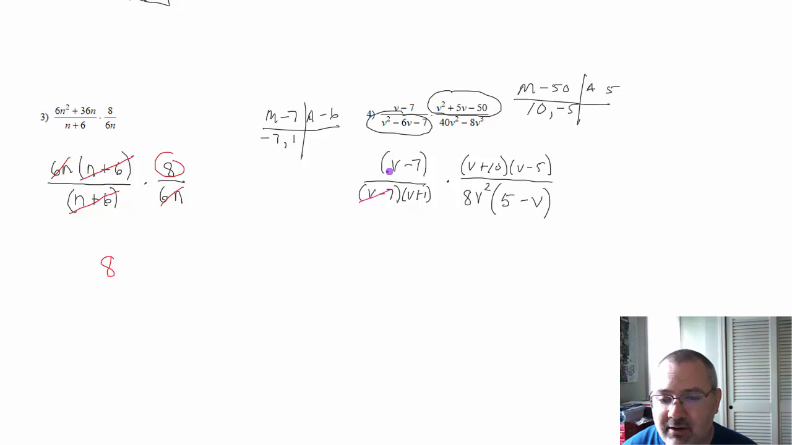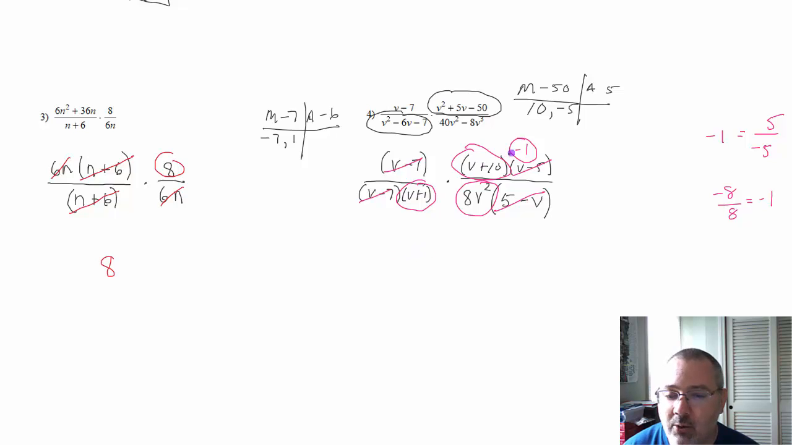V minus 7s are common, but 5 minus v and v minus 5, they are opposites. Well, let's think about this. When you divide two numbers that are opposites, what do you get? Negative 1. Negative 8 divided by 8, negative 1. So anytime you reduce two things that are opposites, you're left with a negative 1 factor. And I always like to put it on the numerator. So let's think about what's left. We have a v plus 1. We have a v plus 10. We got a minus 1 factor now, and an 8v squared.